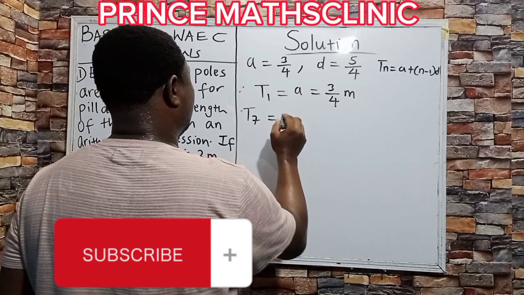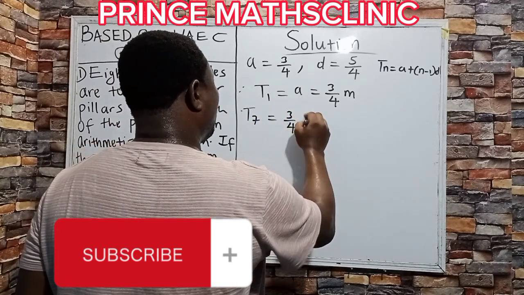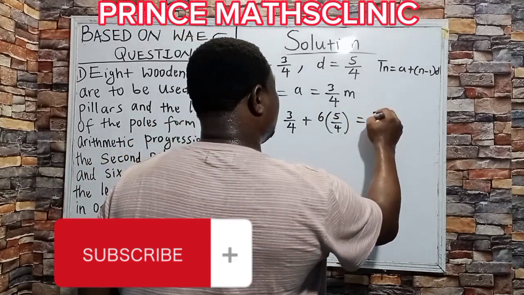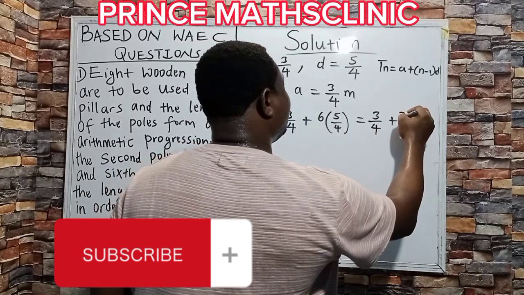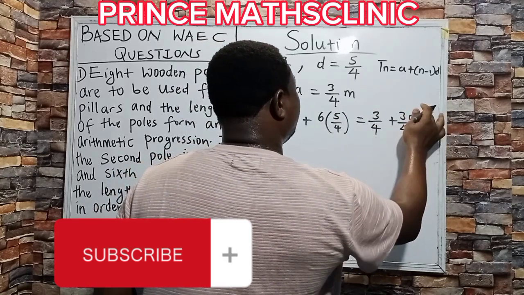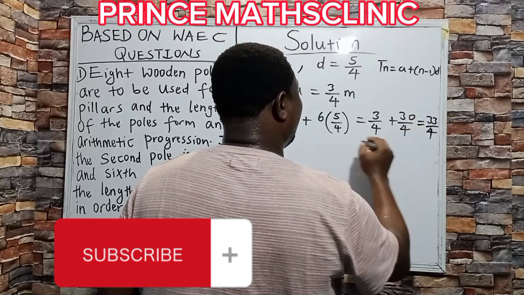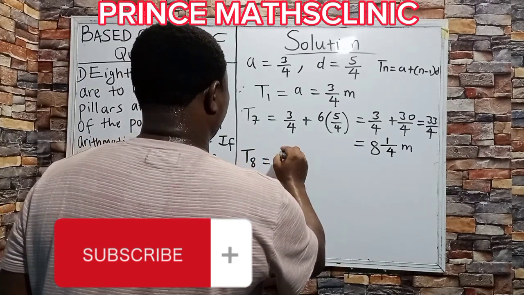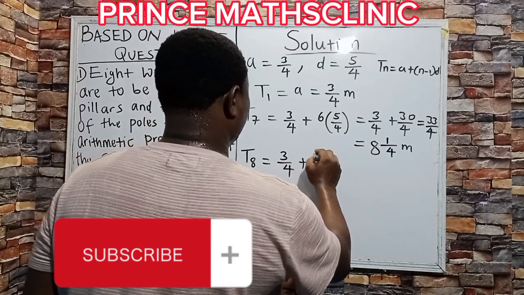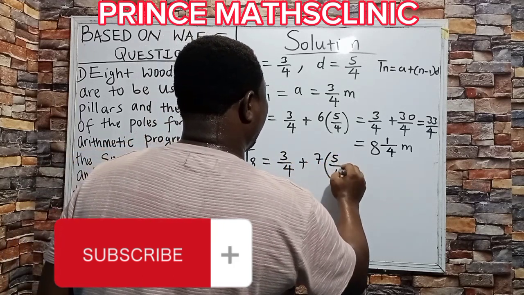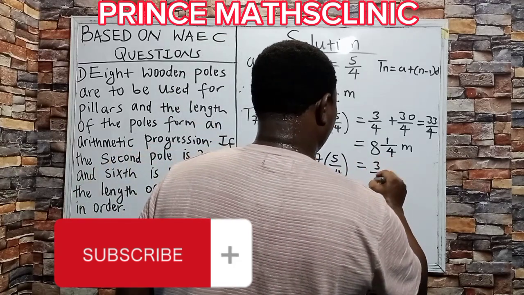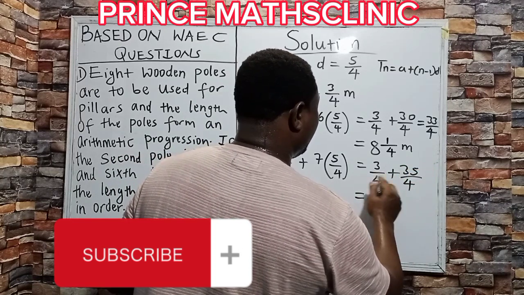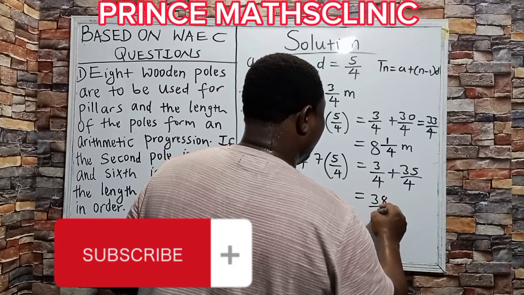The seventh pole is 3 over 4 plus 6 times 5 over 4. So this becomes 3 over 4 plus 6 times 5 is 30 over 4, which is what? 3 plus 30, 33 over 4. Then the eighth pole is 3 over 4 plus 7 times 5 over 4. So which is 3 over 4 plus 35 over 4. 3 plus 35 is 38 over 4.